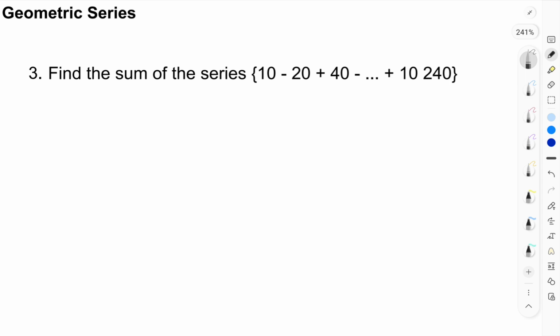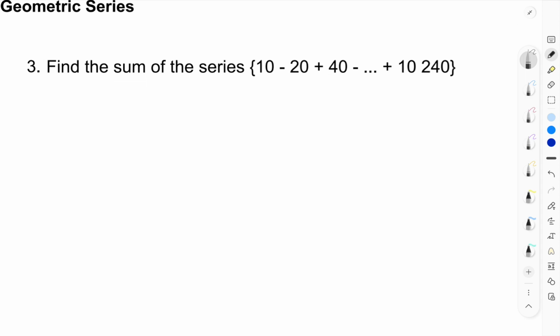So let's look at a finite series now. Let's look at something where I know the last term, and then I won't need to know what term number this is. All right, I have no idea what term number this is, but I know its value. I know its value is 10,240. So let's use that finite series formula.